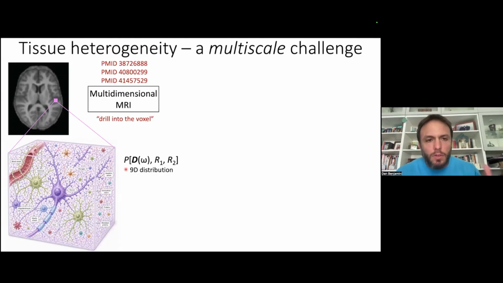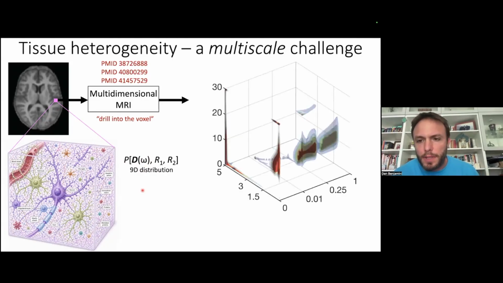And so the term we use, multidimensional MRI, has been in the works for a few decades already, in multiple groups. But the idea is that instead of representing or modeling the tissue with a scalar parameter, we derive distributions non-parametrically. And so with this example, with our pipeline, we obtain the distribution of the diffusion, the frequency-dependent diffusion tensors, R1 and R2.